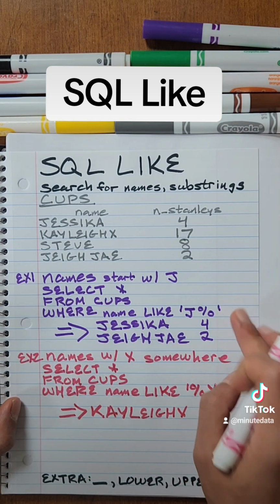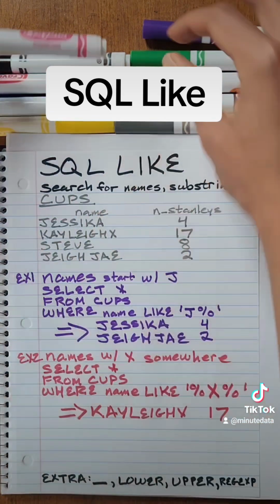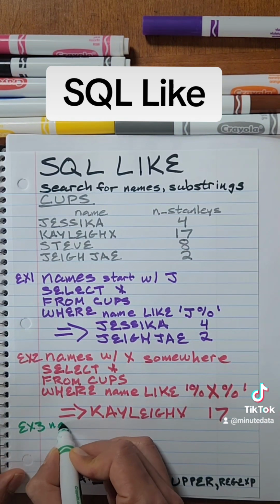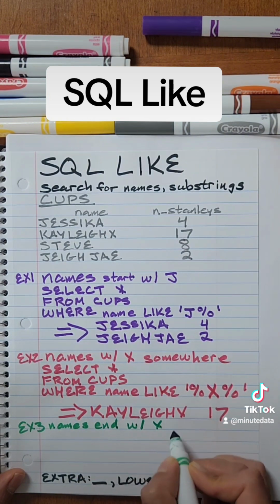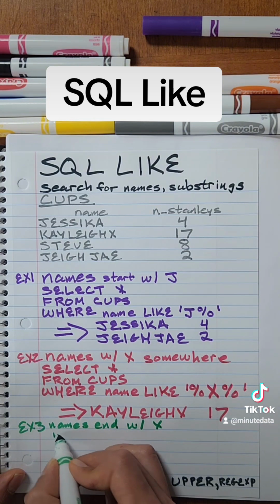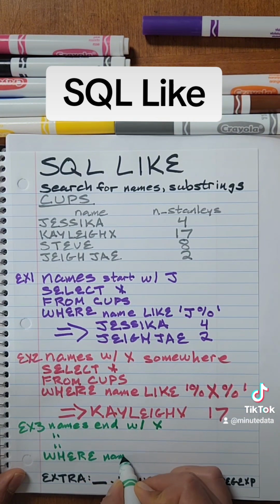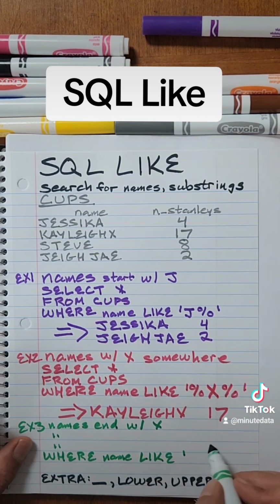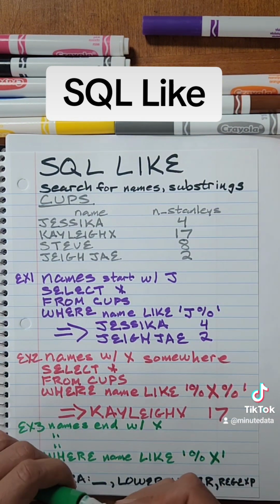So those are 2 examples. If you want another example where you're looking for names that end with something, for example, example 3, let's say names ending with, let's just say, X. We'll have the same select. Where name is like. In this case, you know X is the very last letter, so we'll have the X at the end, and then anything can come before it.